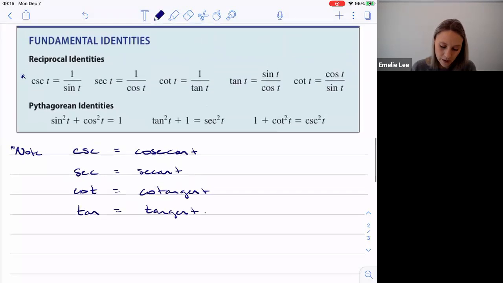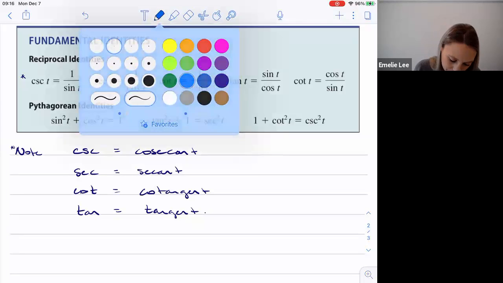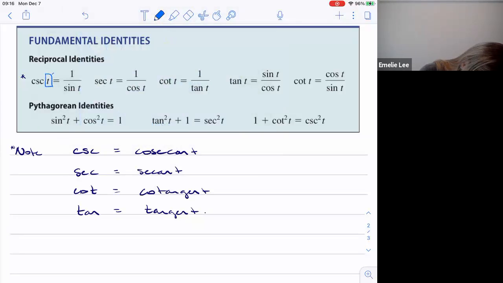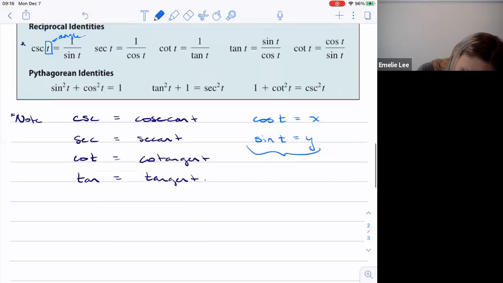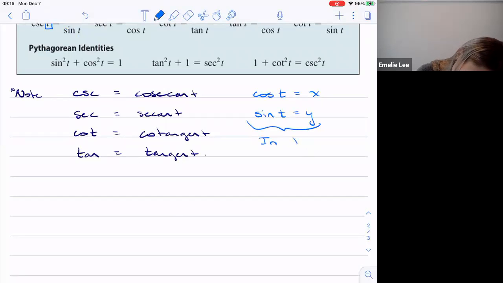Okay. So remembering that the cosine of, if we use t for our angle, right? So t is our angle. And so the cos of t is the x, and the sine of t is the y in the terminal point.